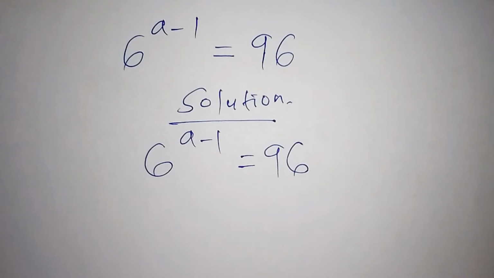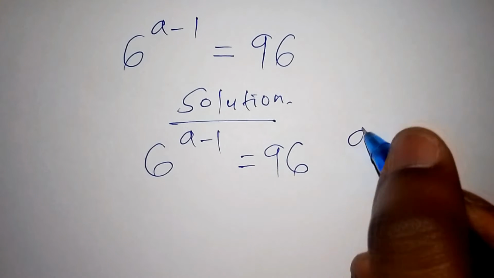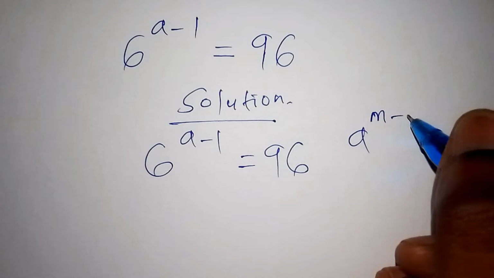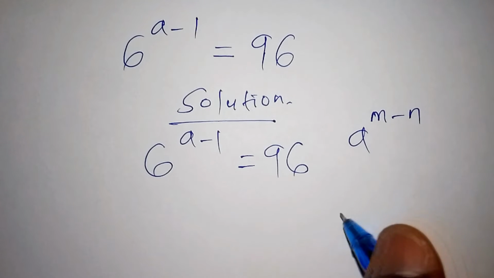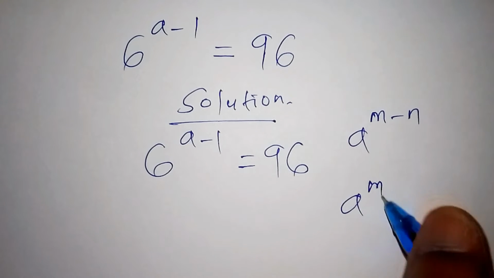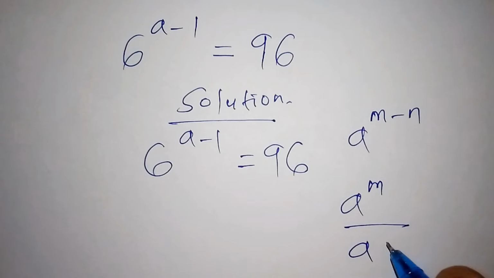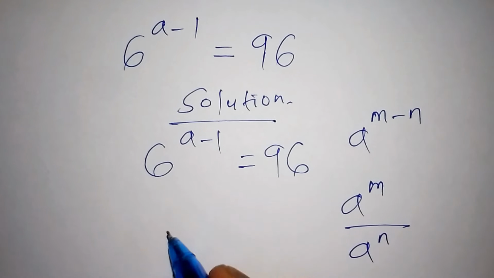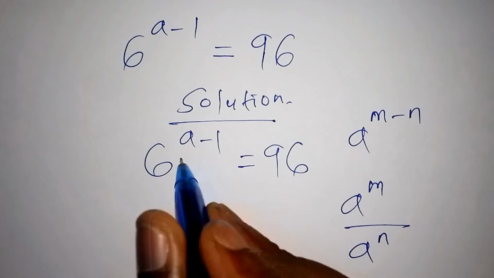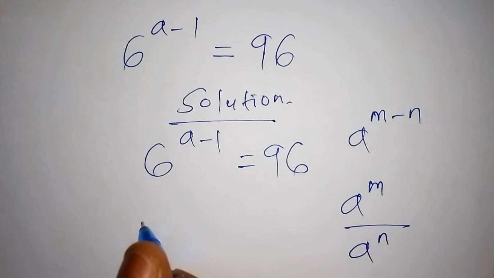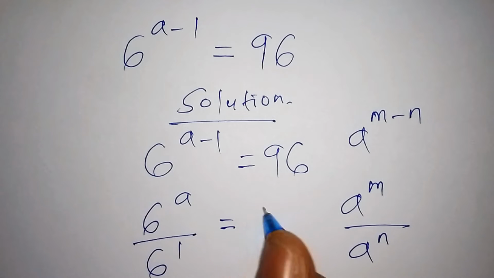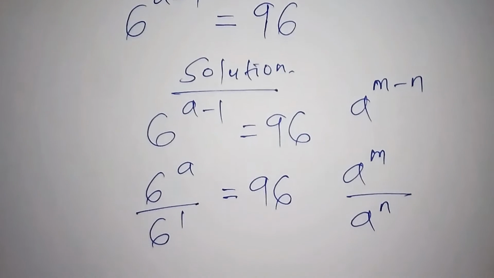Let's take for an example, suppose we have a to the power of m minus n. This can also be written as a to the power of m all over a to the power of n. That is to mean that in this case, 6 to the power of a minus 1, we shall have 6 to the power of a all over 6 to the power of 1, which is equal to 96.